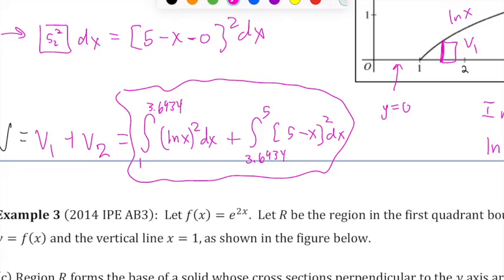And some of the questions are like this, where it doesn't even want you to find the answer. You just set it up. And you could type that into your calculator and find the answer if you need to.